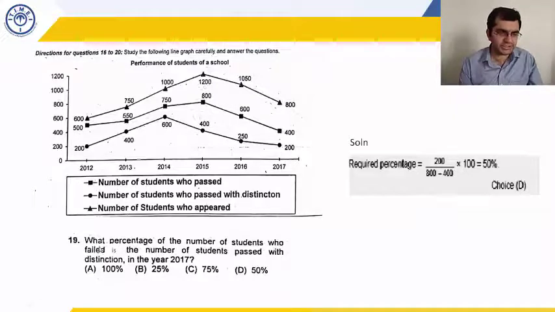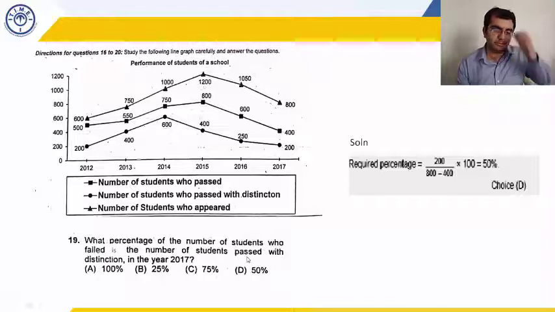Just reading the question carefully. What percentage of the number of students who failed? Students who failed is 800 minus 400 and it becomes the denominator. The number of students who passed with distinction becomes the numerator.